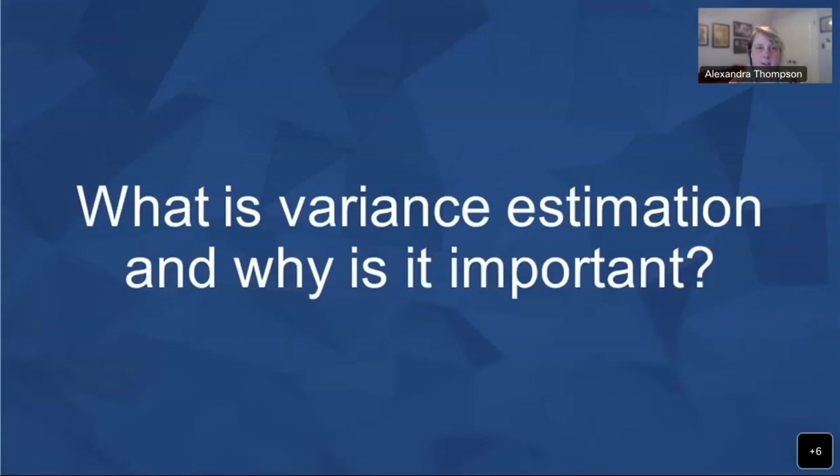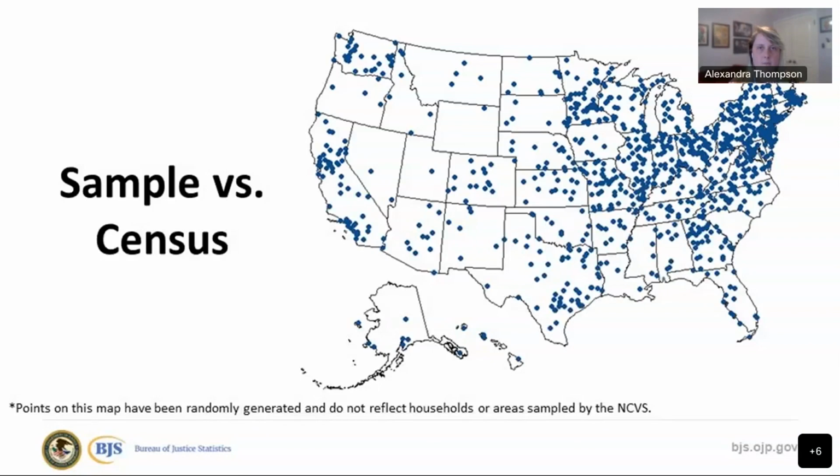And I'll start us off today by talking about what variance estimation is and why it's important. Before I talk about the exact definition of variance estimation, I want to talk about the structure of the NCVS, because that's related to how we approach variance estimation for the data.